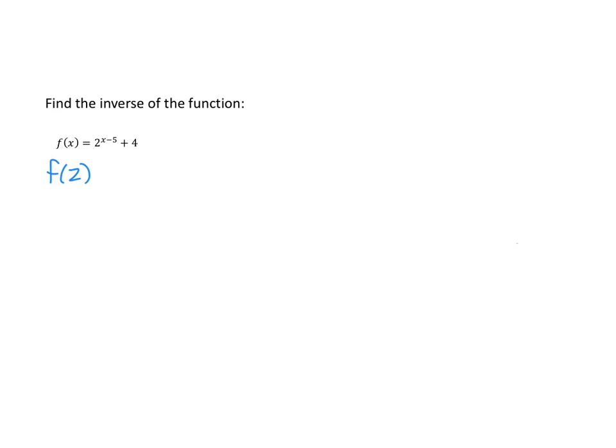let's say 2. So that means we would find 2 to the 2 minus 5 plus 4. And so the operations that we would do first, we would subtract the 5. If we were simplifying this, we would make this 2 to the negative 3 plus 4. And then we would do the 2 to the negative 3. We would do the power part.